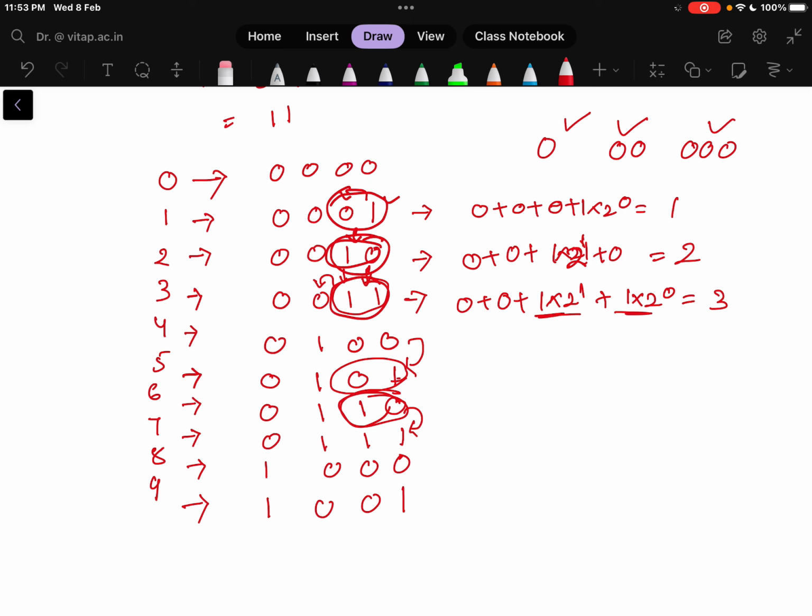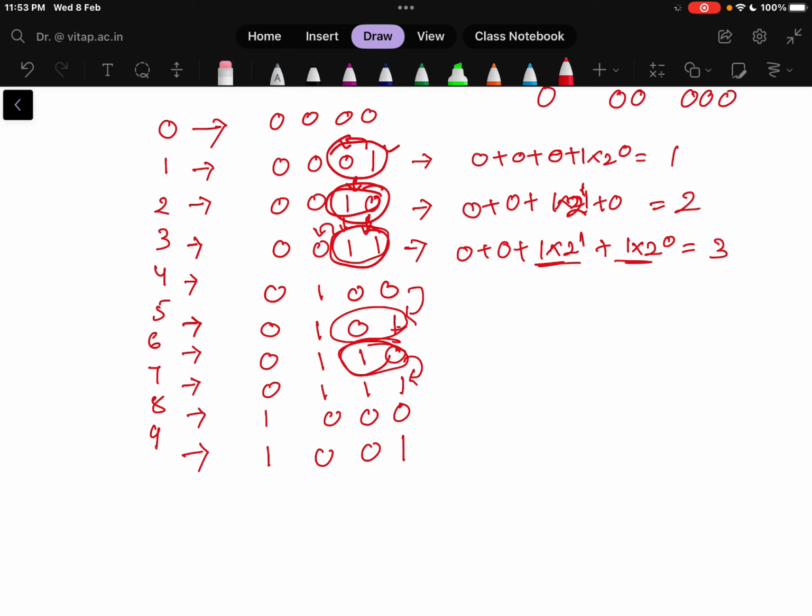Next is 8. Then for 8 what will happen? After 1 1 what happens? It goes to the next digit, which will be 1. So for 1 1 1 has happened, then the next digit here it goes to 1, all others are 0. After that for 9 it is 1 0 0 1.